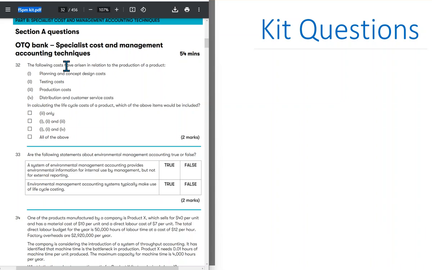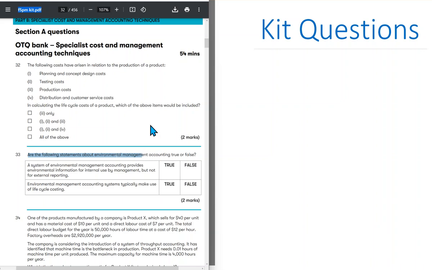Okay, the first question is, in calculating the life cycle costing of a product, which of the above items would be included? So the following costs have arisen in relation to the production of a product: planning and concept design costs, testing costs, production costs, distribution and customer service costs. So all of these will be included. Remember, in life cycle costing, we include costs from development all the way to the withdrawal stage. So all of them are correct.